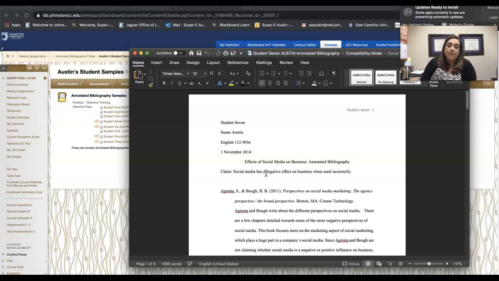So I do realize that in the state that you'll show me in the annotated bibliography, the claim may be in a working mode, and it may change slightly as you move through the different assignments and as you do additional research. Another thing I wanted to bring up is the annotated bibliography does not mean that you don't do additional research.